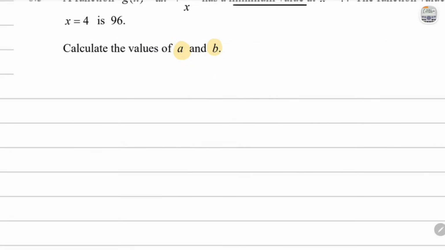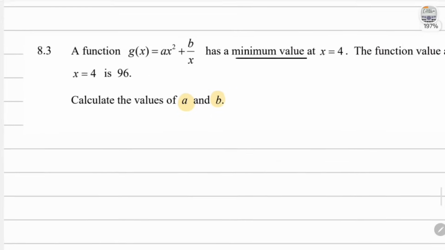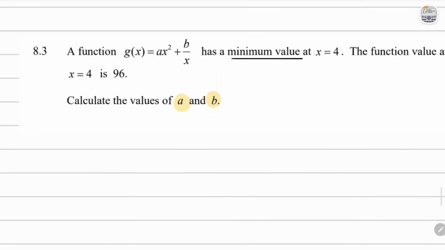So what they're telling us here is that we have a minimum at x equals 4, meaning when you take the graph of g and you derive it, at the point where x is equal to 4, so g prime of 4, that gradient, because g prime stands for the gradient, so g prime of 4 is the gradient where x is equal to 4 of that graph of g. So that gradient is equal to 0. That's what they're telling us from this information, a minimum value at x equals 4.